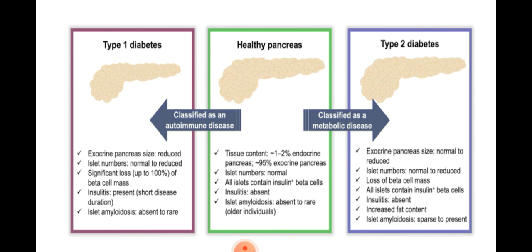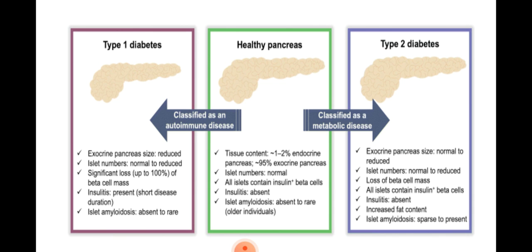So at the end, we will discuss some diseases related to the pancreas or pancreatic hormones, for example type 1 diabetes. In type 1 diabetes, the exocrine pancreas size becomes reduced, which ultimately causes the islet number to be reduced. Whereas in type 2 diabetes, the exocrine pancreas size also becomes reduced, which also ultimately causes the islet number to be reduced. It also includes the loss of beta cell mass.